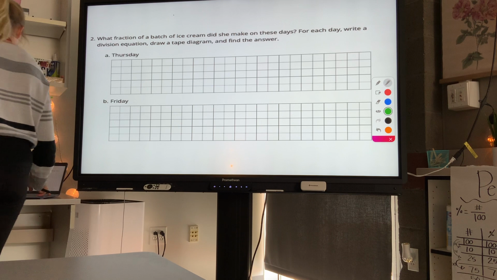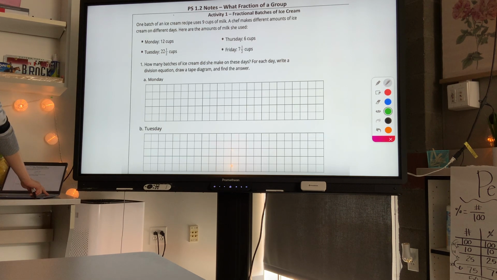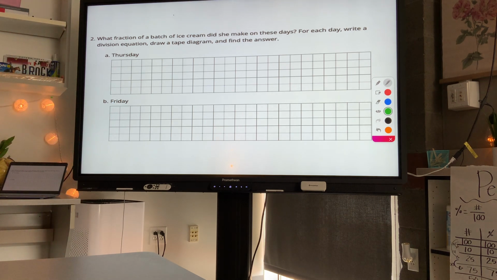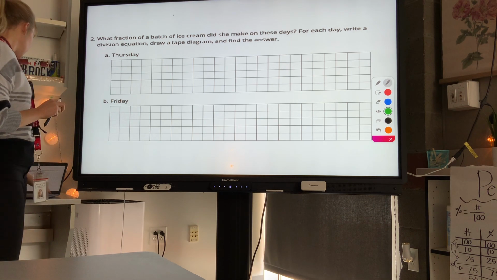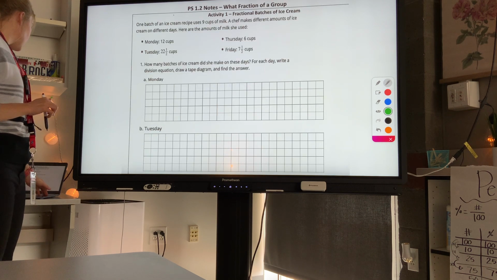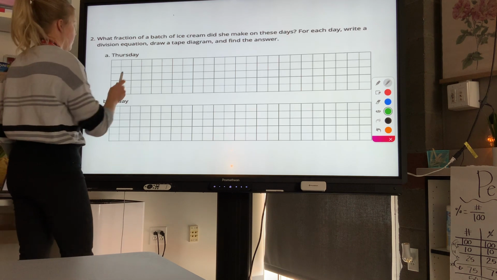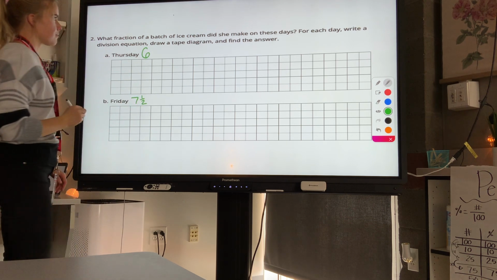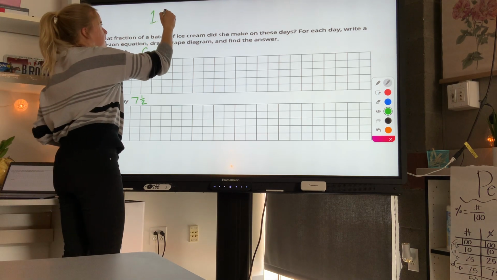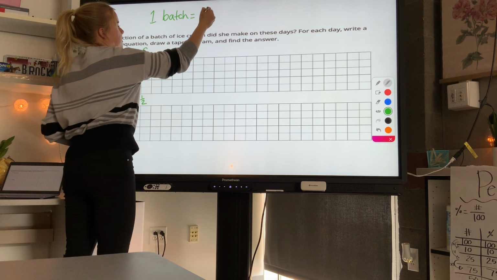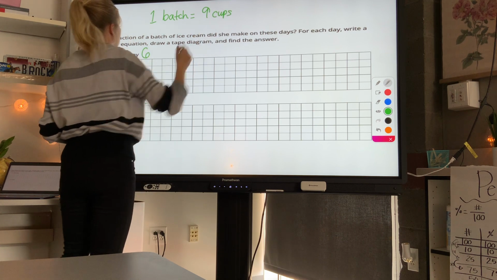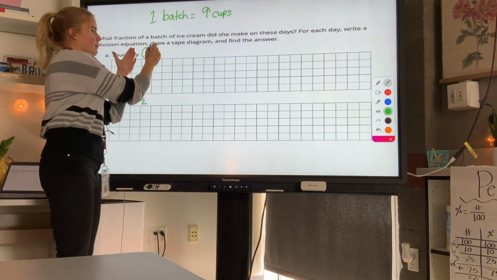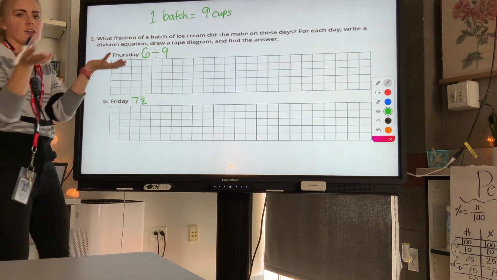Okay, moving on to number 2. So number 2 says, what fraction of a batch of ice cream did she make on these days? For each day, write a division equation. So skipping to Thursday. Thursday uses 6 cups and Friday uses 7.5. And remember, one batch equals 9 cups. So we take how much they had on Thursday, which is 6 cups, and we're dividing it by 9 because we're seeing how many groups of 9 fit into 6.